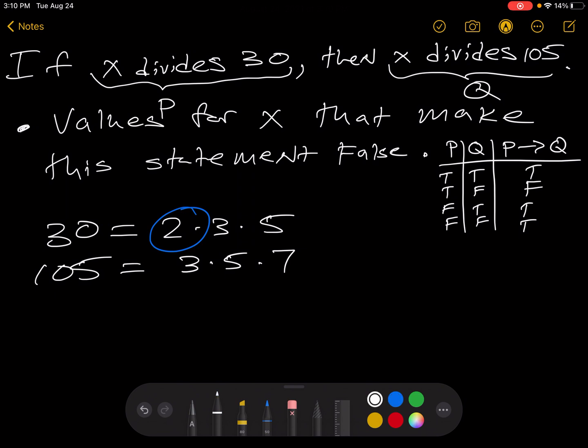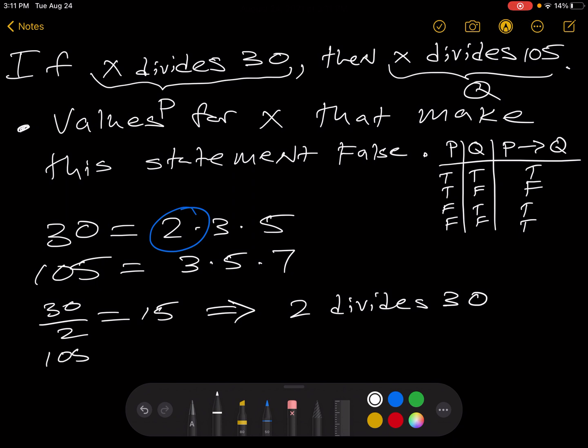Right, so 30 over 2 equals 15, and 15 is an integer. Right, 30 over 2 equals 15, and 15 is an integer. This tells us that 2 divides 30.